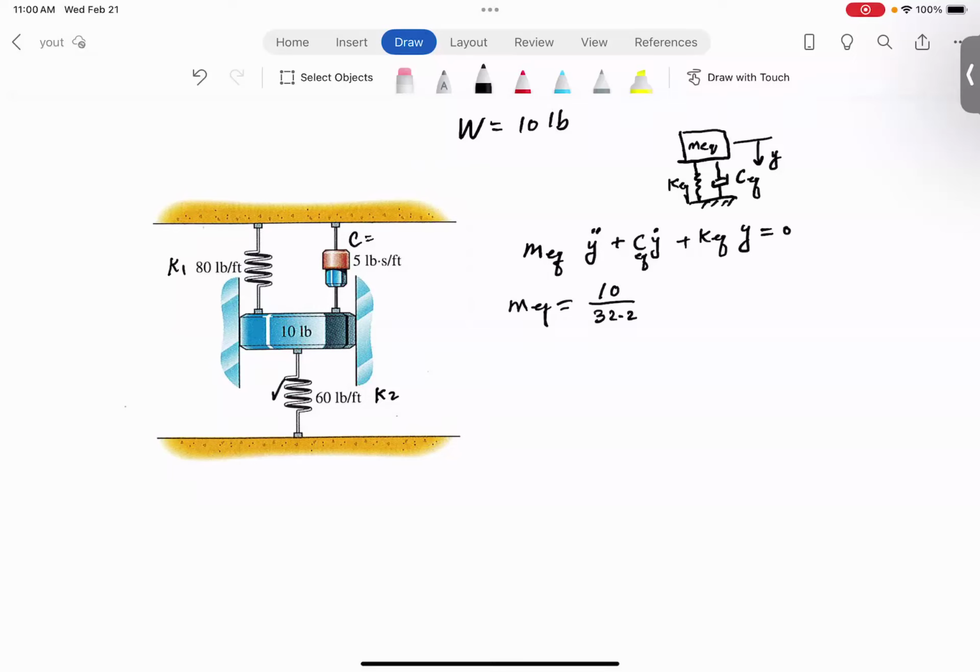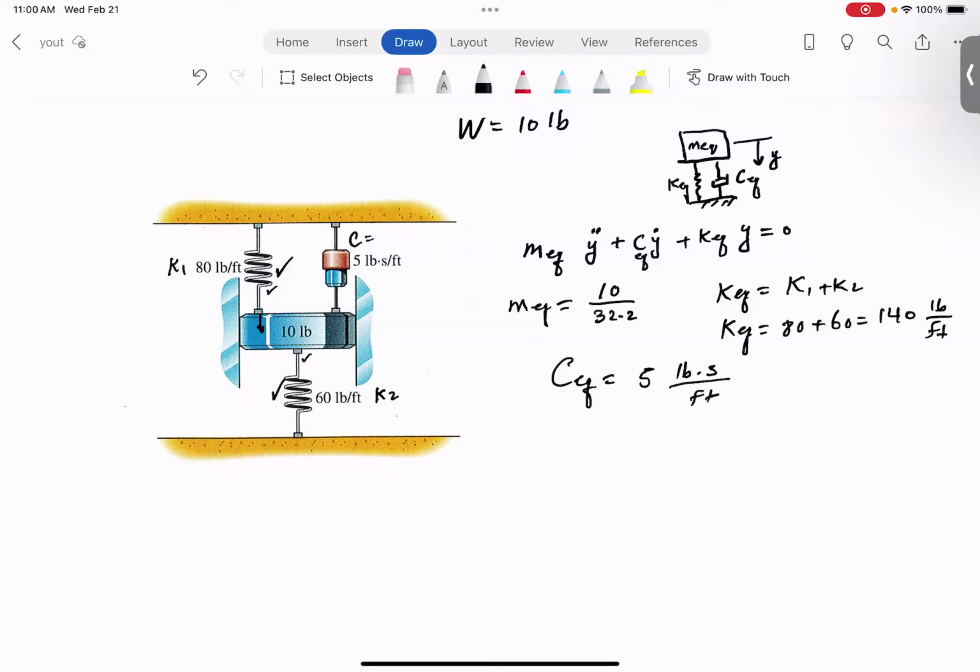See, these two springs are actually parallel. So when this mass moves down with y, this is stretched by y, and this is compressed by y. So two parallel springs have K equivalent equal to K1 plus K2. In this case, we have 80 pounds per foot and 60 pounds per foot. That becomes 140 pounds per foot. And there's only one damper, so your C equivalent is what we have here. The unit is pounds second per foot.